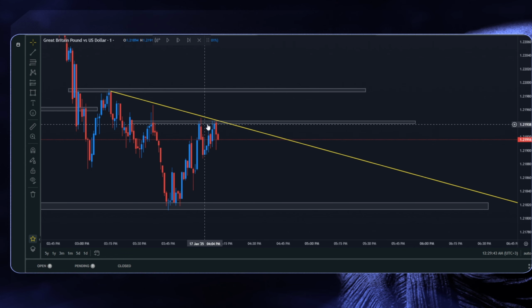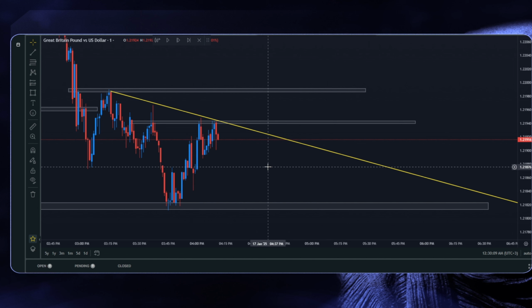And where are these sellers coming from? They're coming from a zone of resistance. Remember, you are always told to sell from resistance and buy from support. Other people will be calling it demand and supply. Me, I'll be calling it support and resistance.